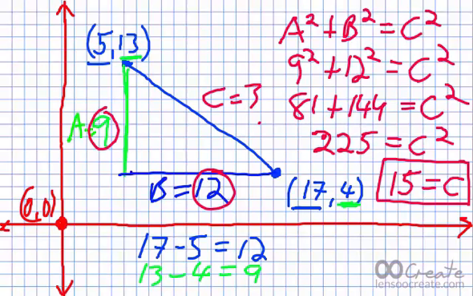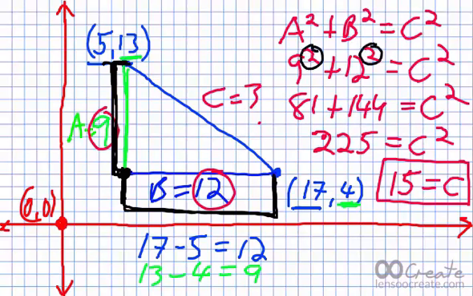So again, all I had to do was find the distance between the 2 points for the x value, the distance between the 2 y's for the other side. I squared them, I added them together, and then I took the square root of both sides to give me my answer.